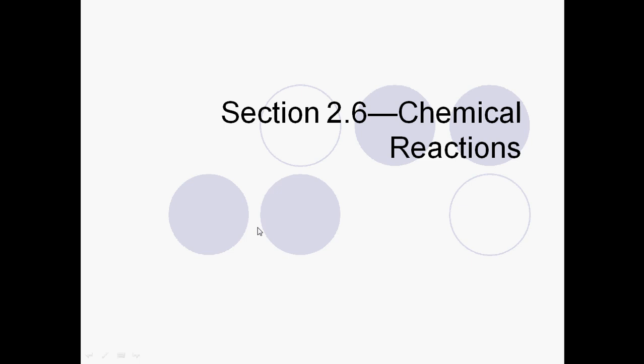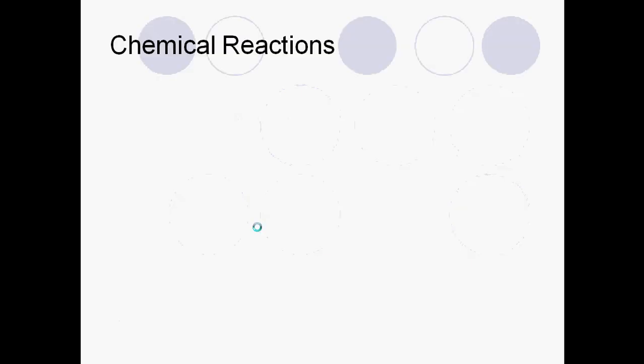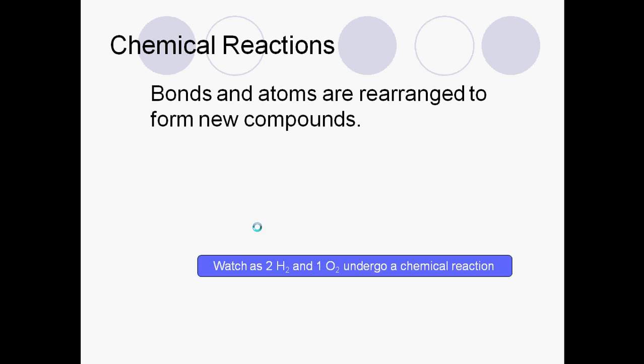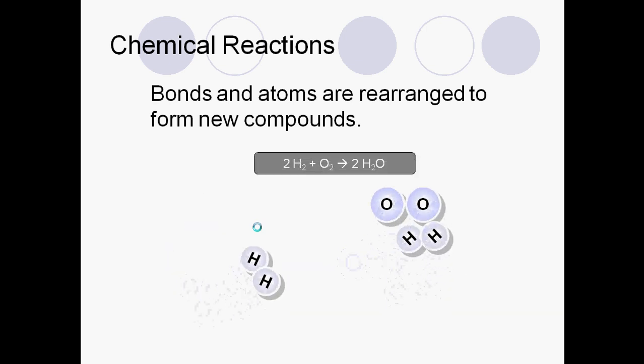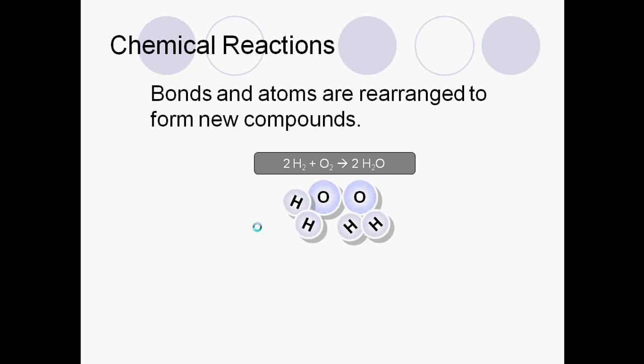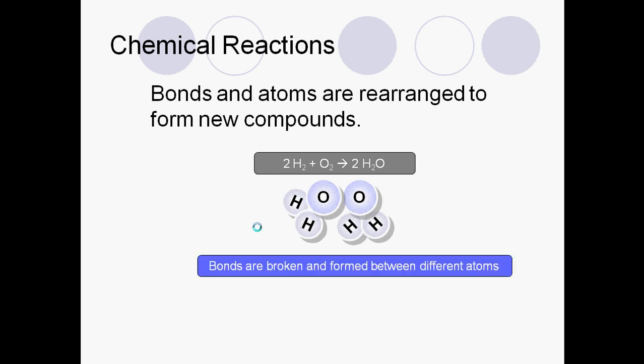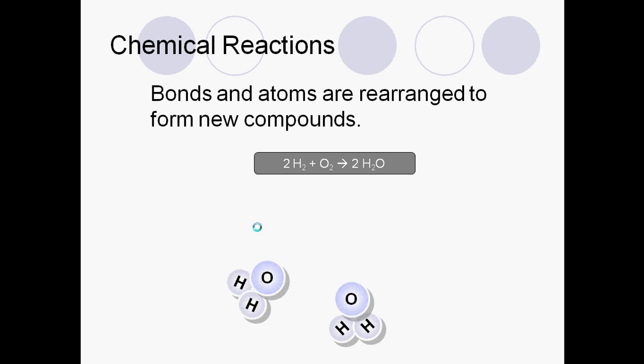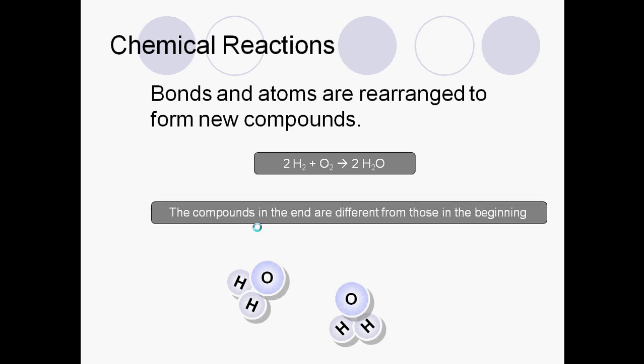Chemical reactions, section 2.6. We are going to begin talking about chemical reactions and how chemical reactions are set up. For a chemical reaction to take place, bonds and atoms have to be rearranged to form new compounds. So in this example, we have two hydrogen diatomic molecules and one oxygen diatomic molecule that are undergoing a chemical reaction. You can see they break apart and then they come together and form water. So bonds are broken and formed between these atoms, and we get a new product different than what we started with, which is water.